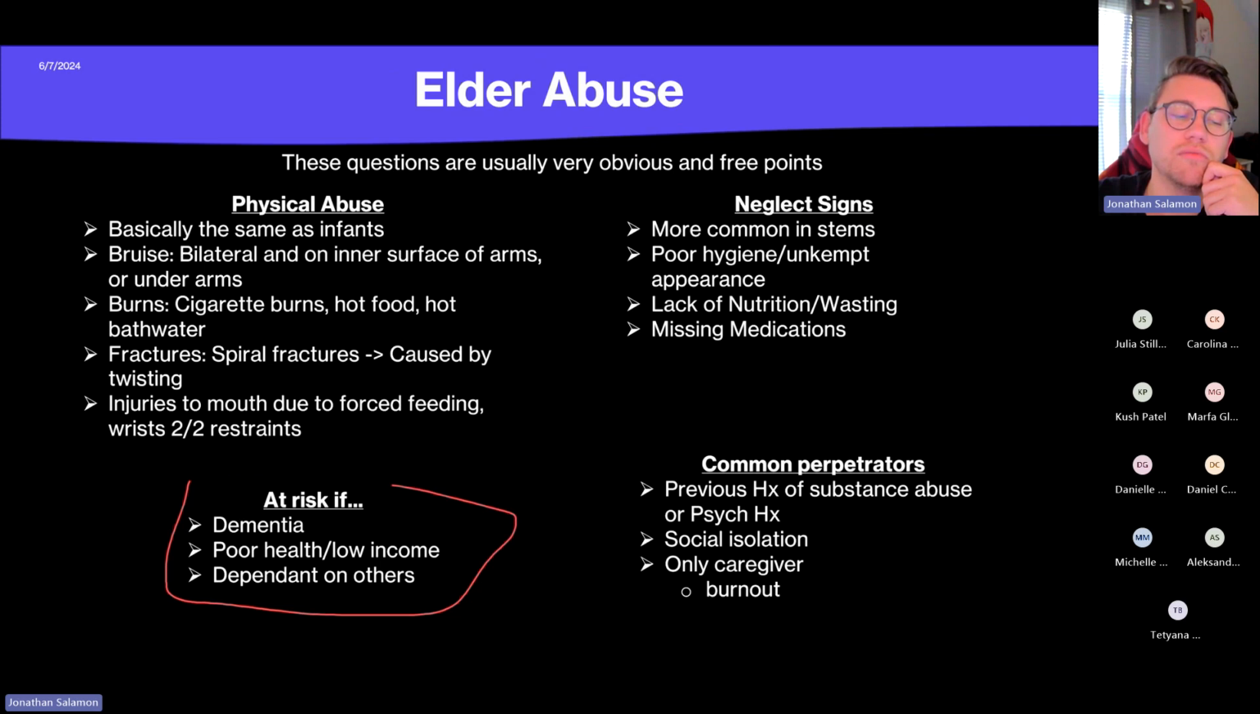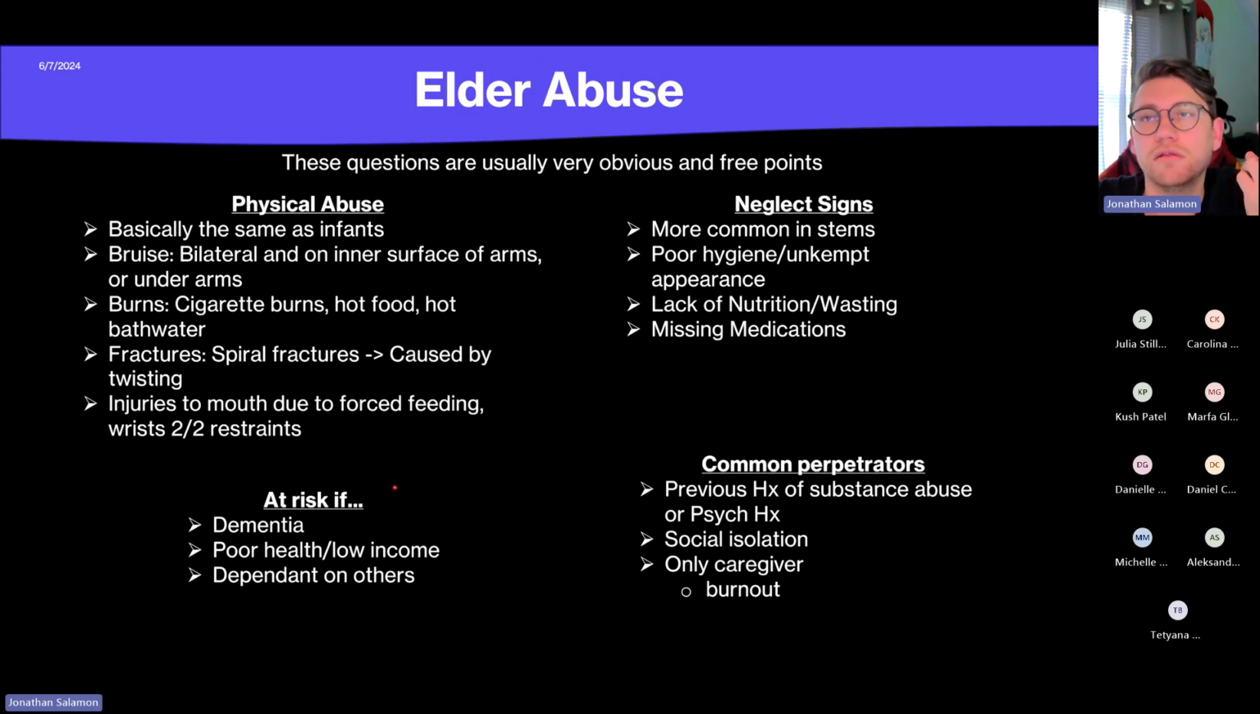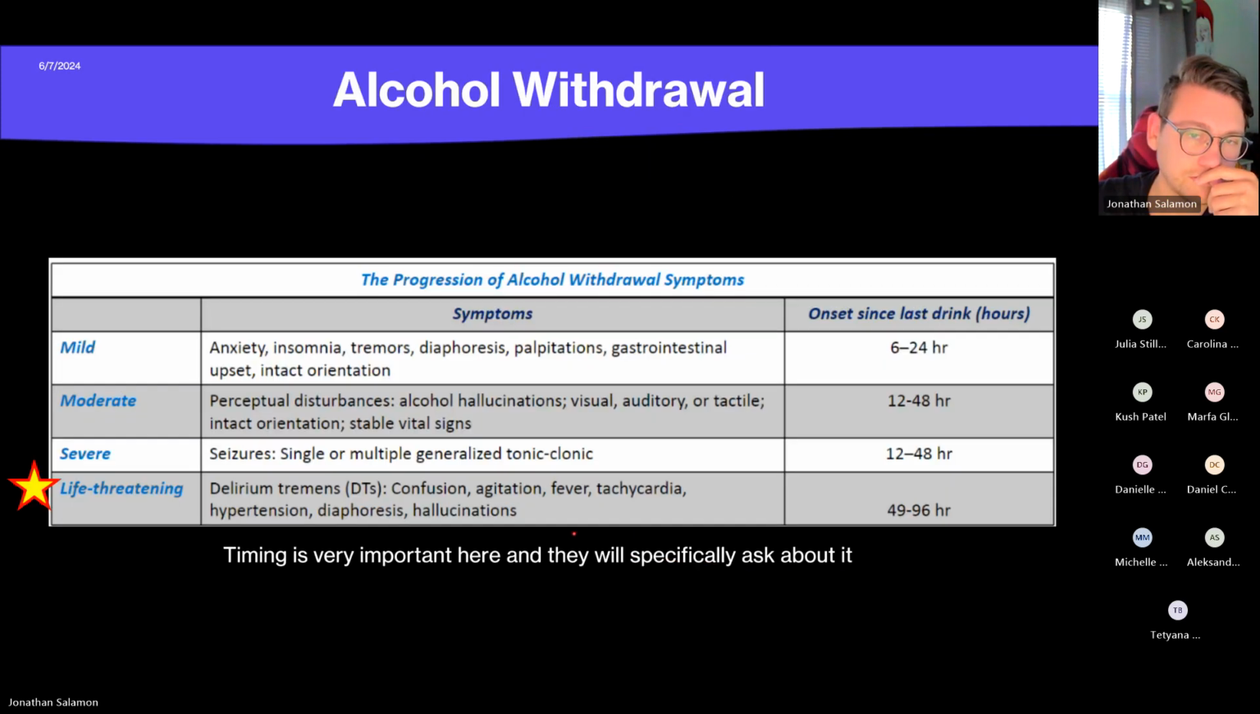This is the more important thing: if they have dementia, if they're from a low income, and they can't financially take care of themselves and they're dependent on others, it puts them at risk for elder abuse. Also, if they only have one caregiver, the caregiver is more likely to abuse them.